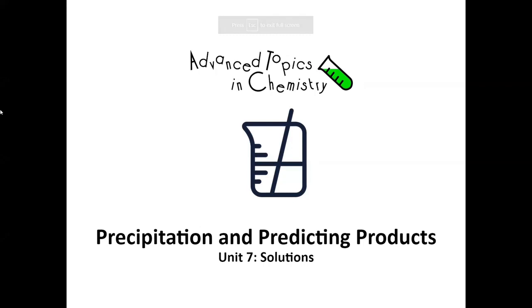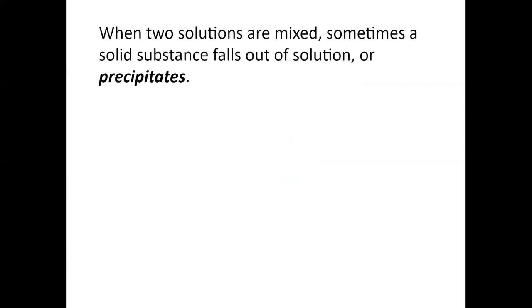Okay, students, this lesson is called Precipitation and Predicting Products. In it, we're going to take a look at solution chemistry. How do we figure out what substances will remain dissolved in solution when a couple of things are mixed and which things will not? First of all, a quick definition.